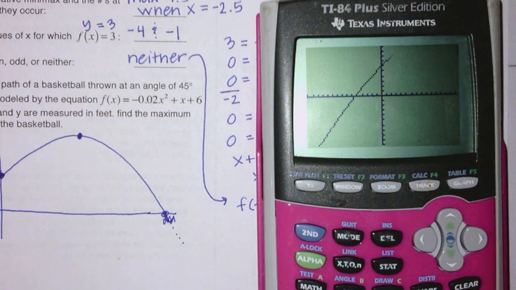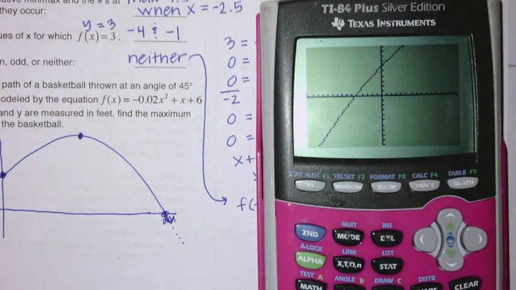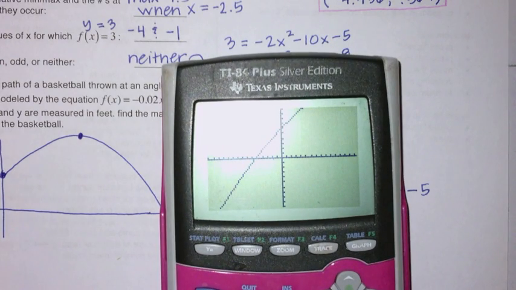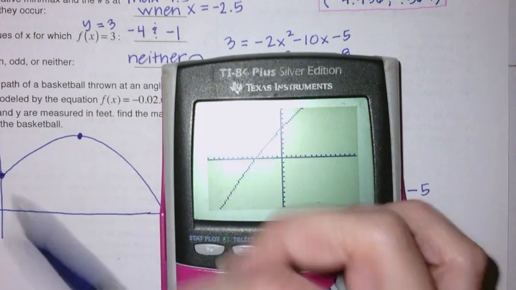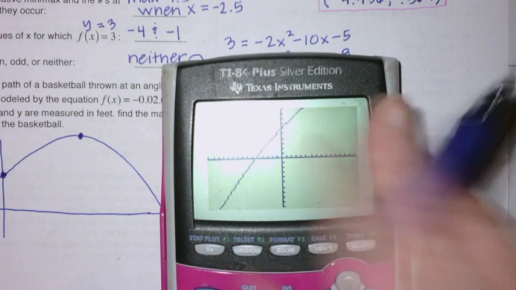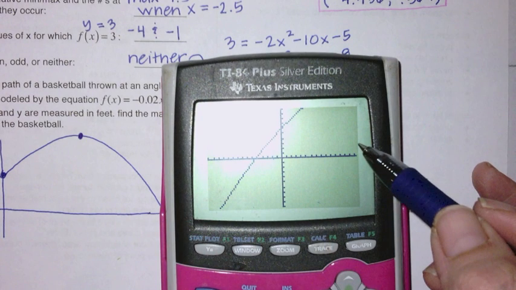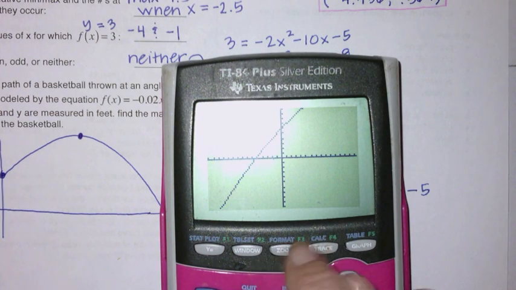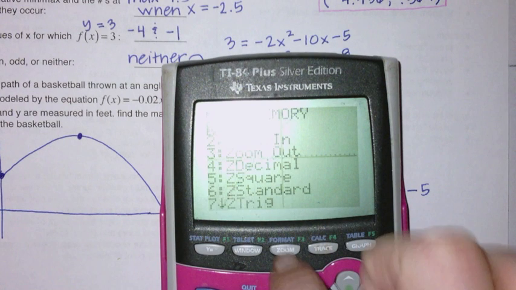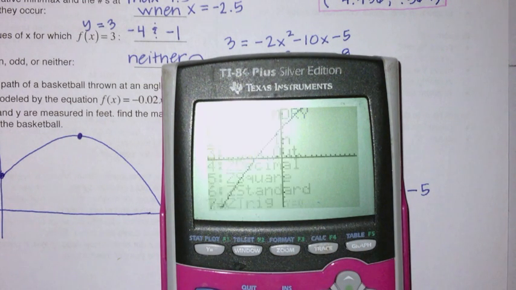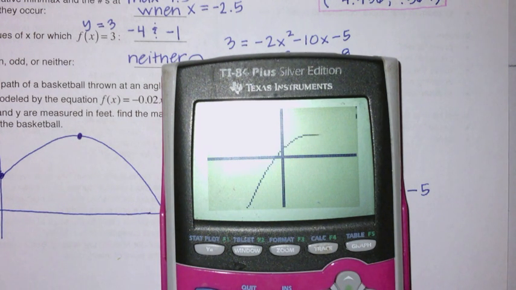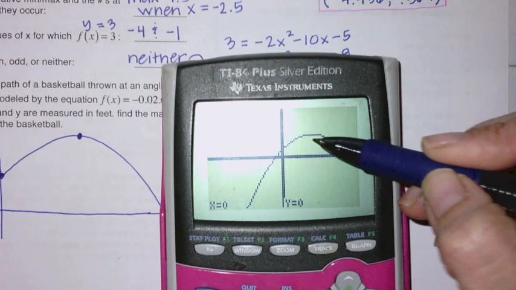When you're looking at this, you're like, wait a second, this doesn't look like this. Well, this is because our graph isn't scaled appropriately. When a person who's 6 feet tall throws a basketball up, do you think it's only going to go 10 feet away from them? No. So I can zoom out. I hit zoom and pick option 3, and remember that little blinking dot, and then you can zoom out wherever you would like. I'm just going to center it on 0, 0. When I do that, I can see the path of the basketball, and there's the maximum right there.